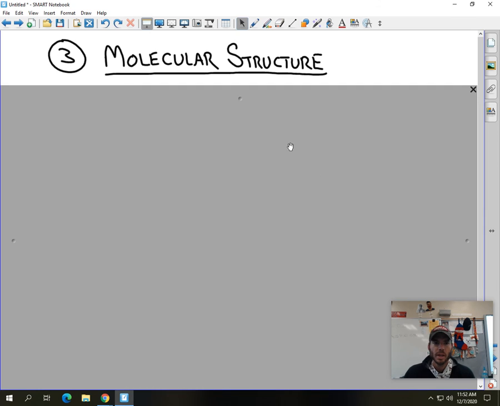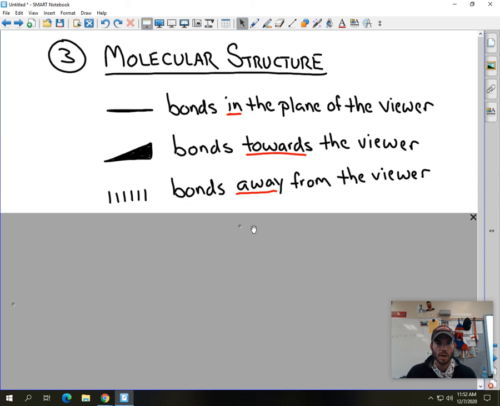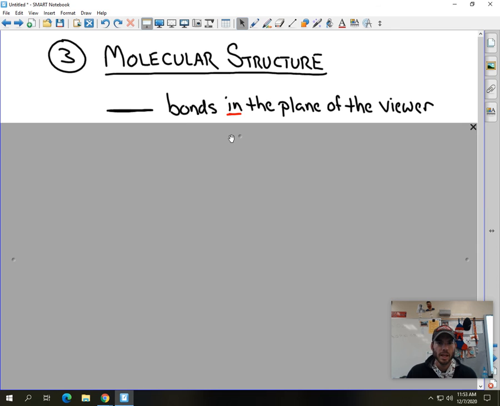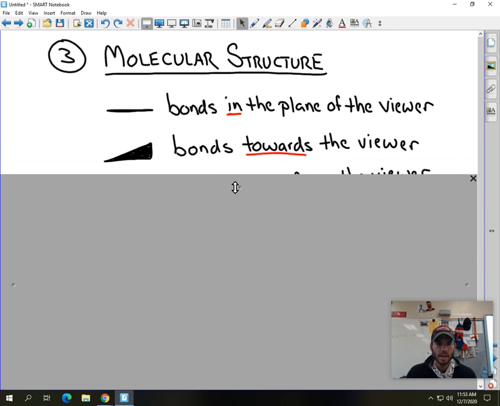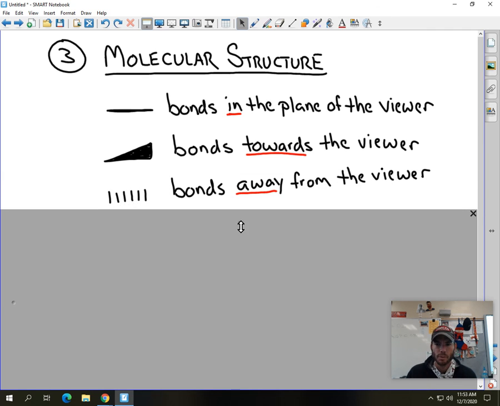All right, last one is the molecular structure. Whenever we do molecular structure, there are 3 different ways you can draw bonds. This first bond right here, the bond is in the plane of the viewer. That's a straight line. We have a little triangular shape when the bond is going towards the viewer, and we have these little hash marks whenever it's going away from the viewer.